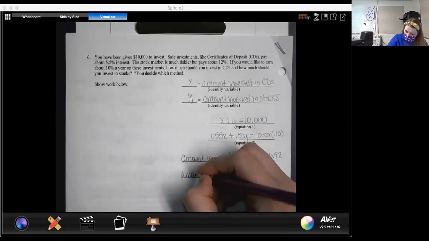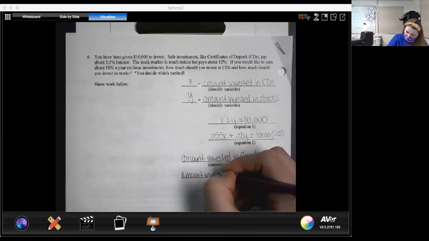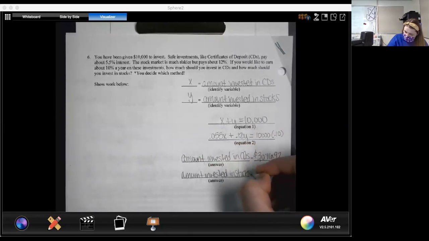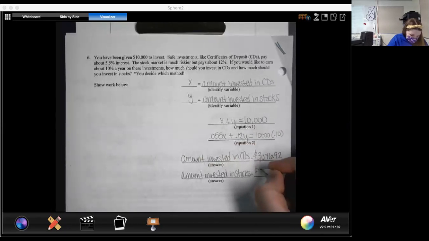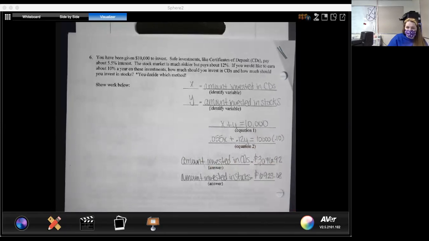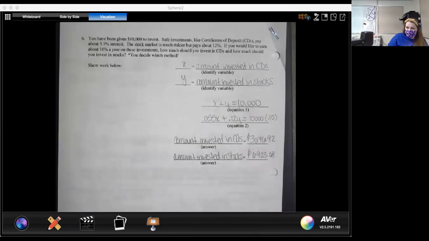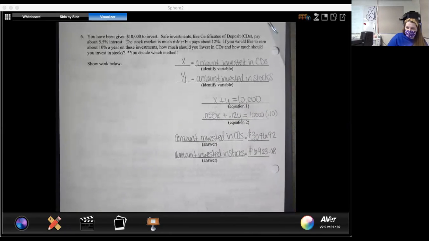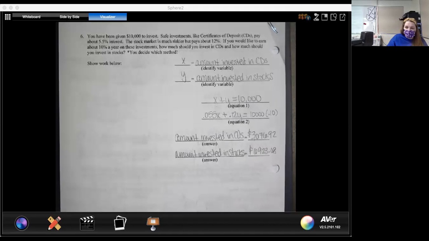And the amount invested in stock is approximately $6,923.08. How do we do on that one? In-person kids, I see some nodding, thumbs up, okay.